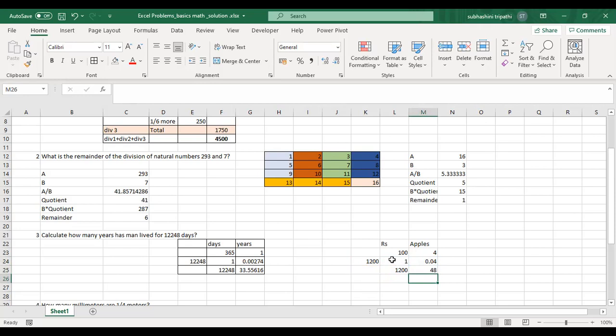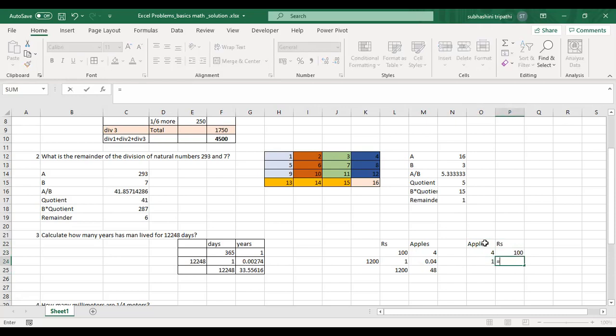Okay. Now this logic works well when you are looking at Excel, because here you can calculate the fractions very well. Otherwise, what was the way to do it? What is another way to do the same thing? We can say 4 apples, they cost how much money? 100. So 1 apple costs how much money? How did you get 1 for 4 apples? How did you make 4 apples into 1? How can you make 4 into 1?